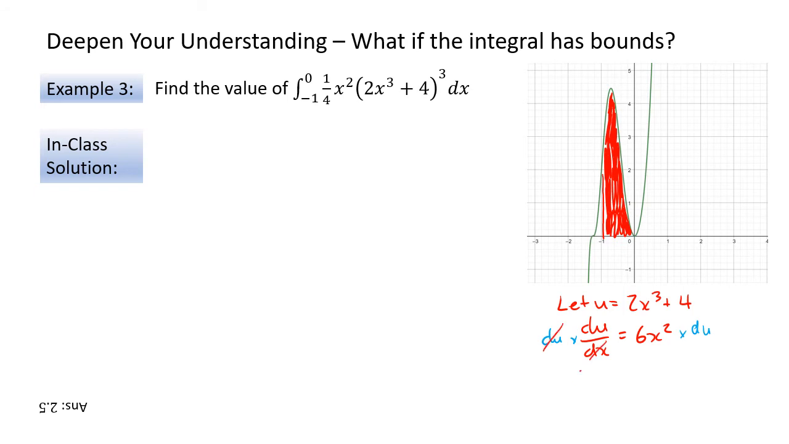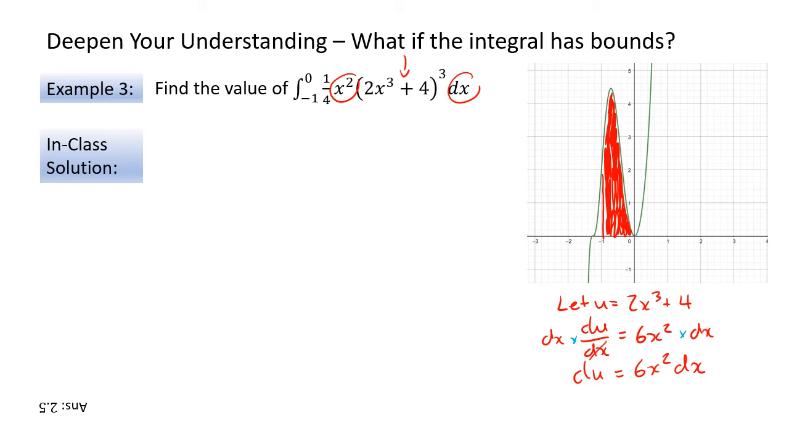They cancel on the left, and we get du is equal to 6x squared dx. Okay, multiplying both sides by dx. Okay, we're close, right? We've got something to put into these brackets here, and we have an x squared and a dx, but we have a 6 here.